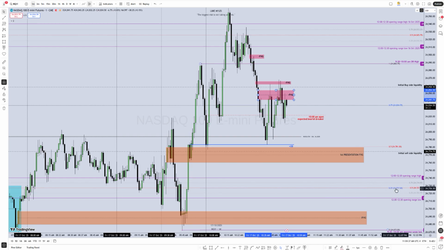Note how this 0.25 aligns with the 0.5 of this 12 AM 12:30 opening range, so I expect something off that. Now the market is correcting. It's like a child who has done something wrong and now is doing something nice to make up for what he had done. The market has been disrespecting this fair value gap, and now this is correction.